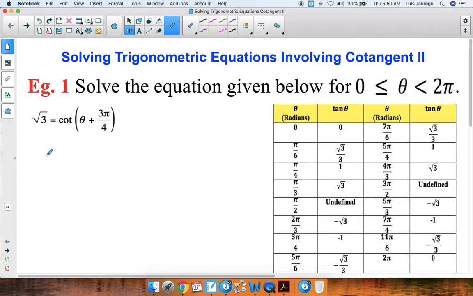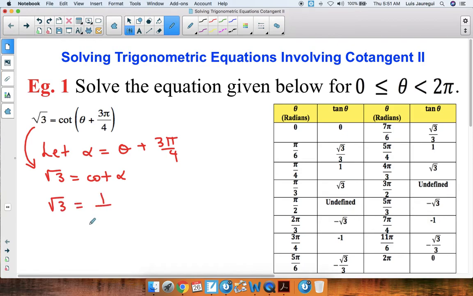So the first thing we're going to do is to introduce a new variable. Let alpha be equal to theta plus 3 pi over 4. Now, that new variable will allow us to rewrite this original equation as the square root of 3 is equal to cotangent of alpha. Recall that cotangent is the reciprocal function for tangent, so we can rewrite this equation as follows. Square root of 3 is equal to 1 over tangent of alpha.